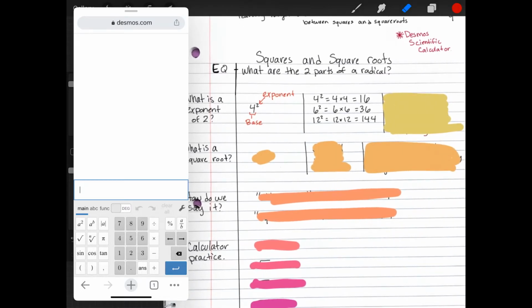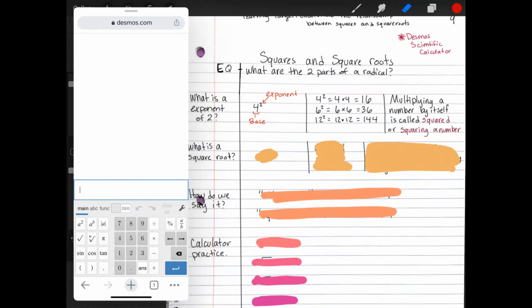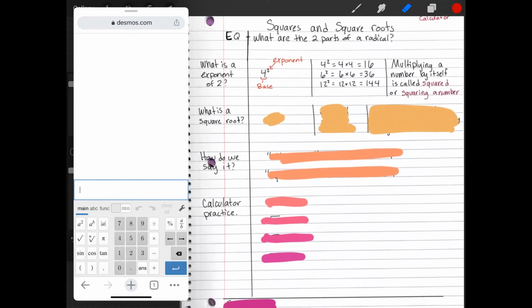Okay, so overall, an exponent of 2 is when we multiply the number by itself, and when we do that, it's called squared or squaring a number. We can say 4 squared is 16, 6 squared is 36, 12 squared is 144. So that's what an exponent of 2 is. It's squaring a number. What is a square root?